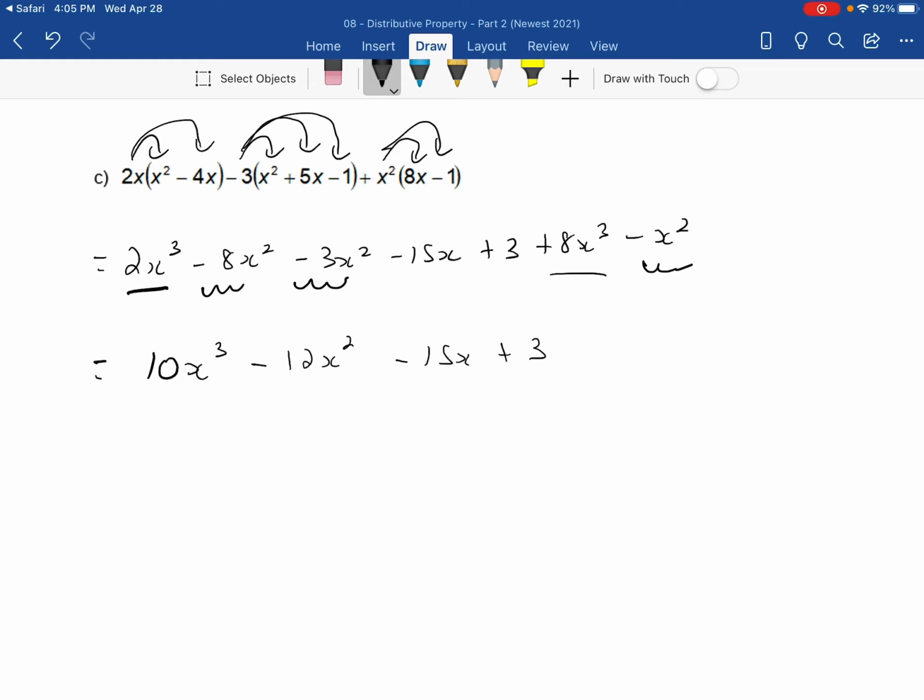Okay, so again, we did distributive property, a different number out front or a different value out front of each set of brackets, and then I collected like terms when it was over.